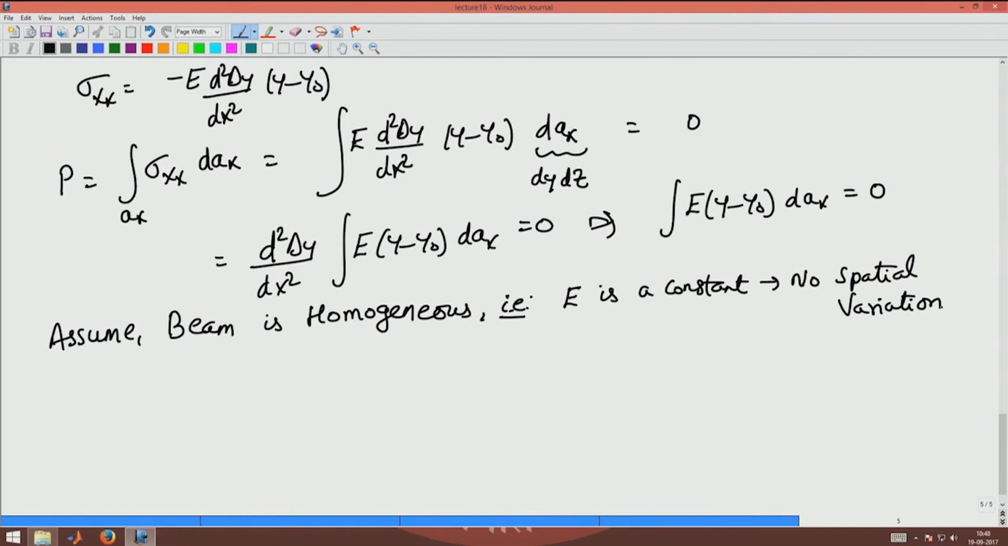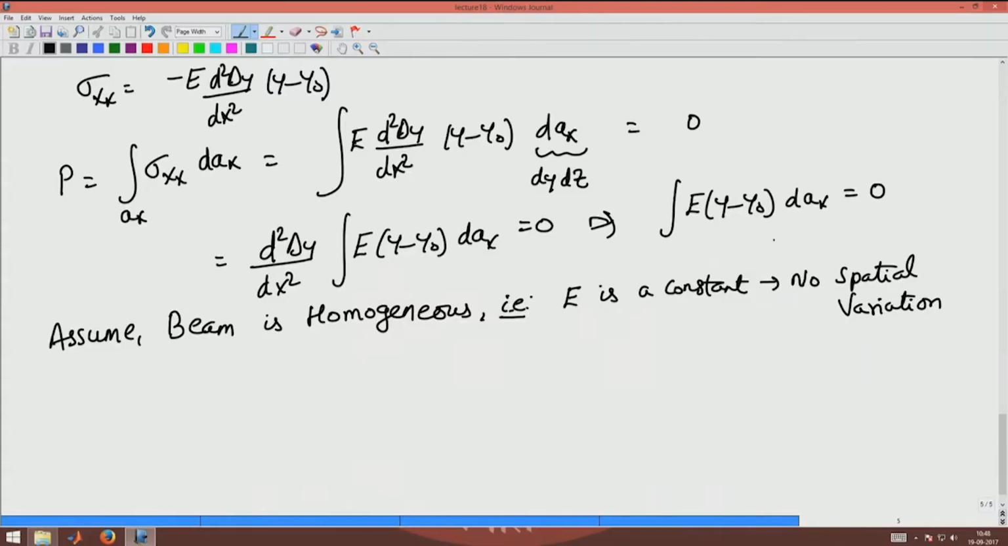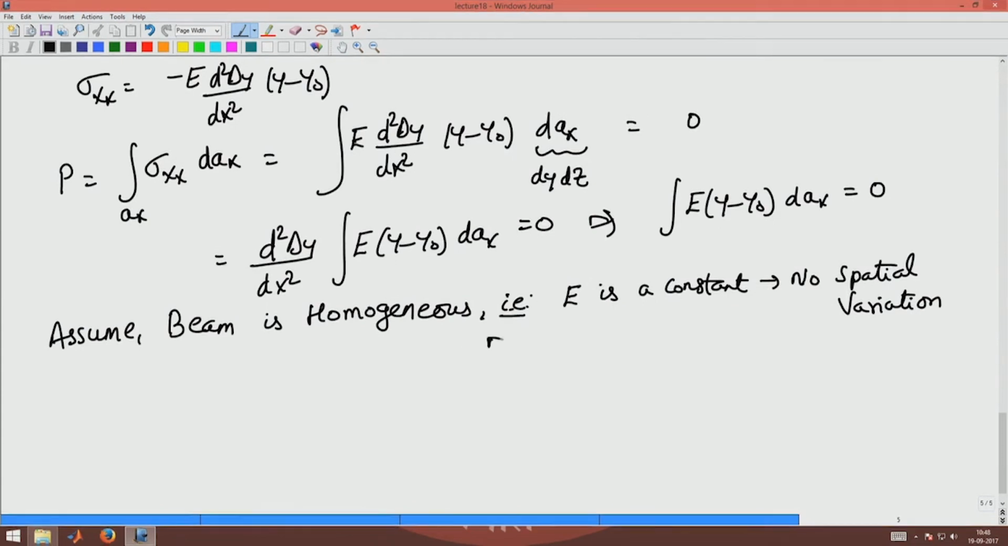Okay. So, I am not considering the case where the beam is made of two different materials, for example, concrete and steel or wood and steel, wood and aluminum and so on. I am considering a case where E is the same throughout the beam, and this also means that E is the same in both tension and compression. We will see why I am saying this shortly.